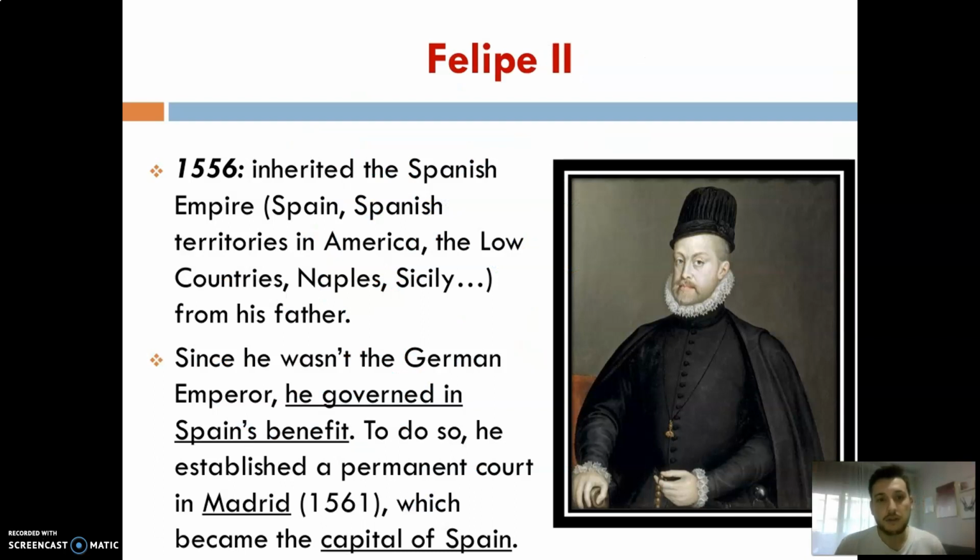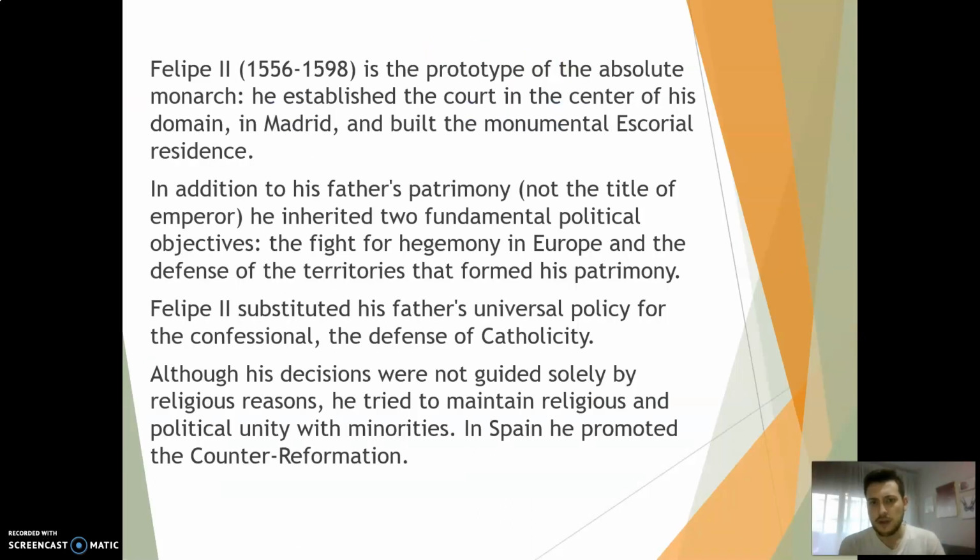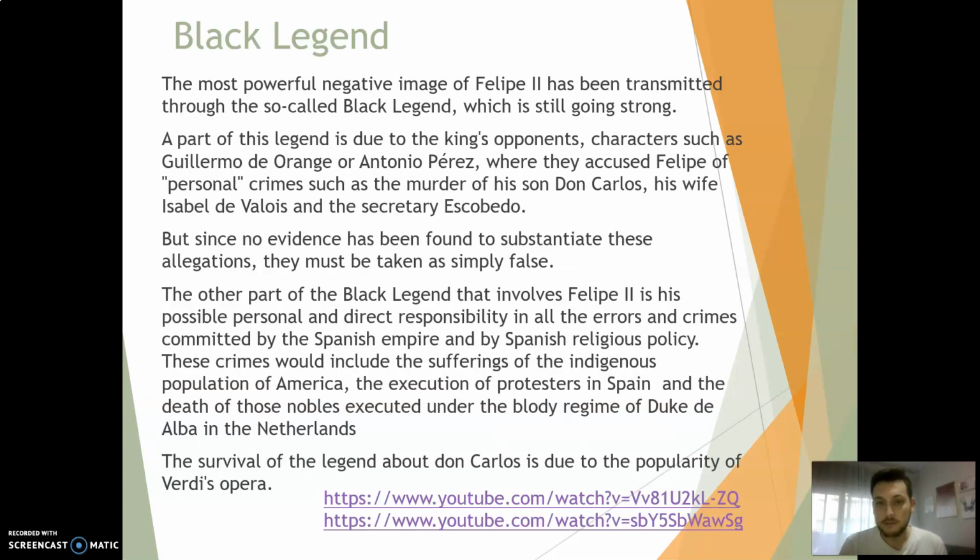Okay, Philip II will inherit, at the middle of the century, more or less, the entire Spanish territory, with Spanish territories in America, Spain, the Low Countries, that means Netherlands and Belgium, Naples, Sicilia. Well, he will change this imperial policy in order to defend their religion, the Catholic religion. Okay, it was difficult times for the Catholic religion because of these Protestant movements in the center of Europe.